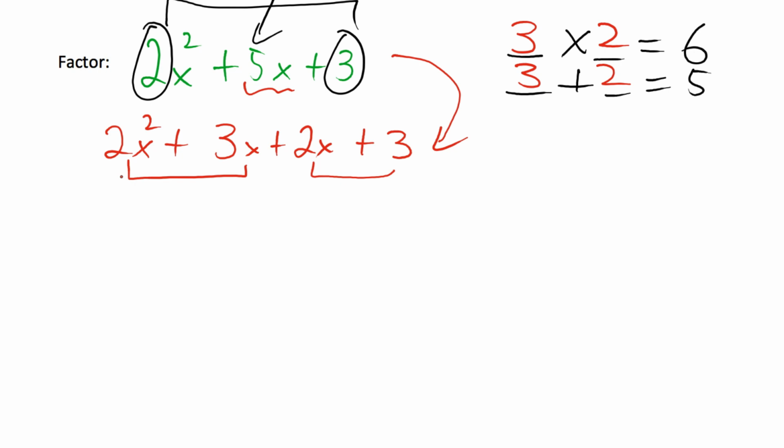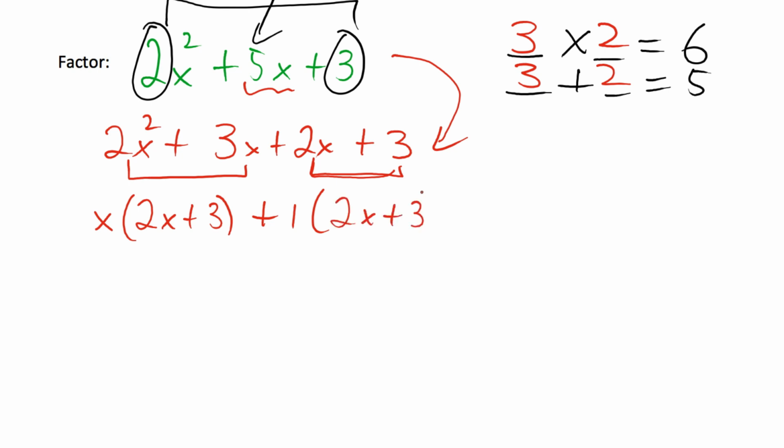And you'll notice that in the first 2 terms we have a common factor of x, which leaves us with 2x plus 3. And in the second term we have nothing common, so we just have plus 1, which would leave us with 2x plus 3. And we now have our 4 terms down to 2 terms in which we have a common factor of 2x plus 3, which we can pull out.